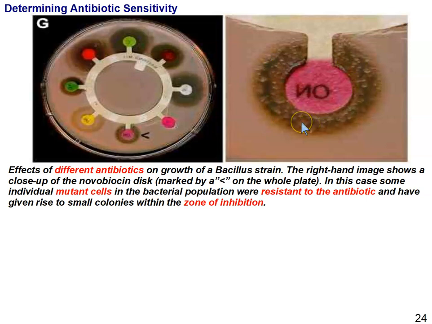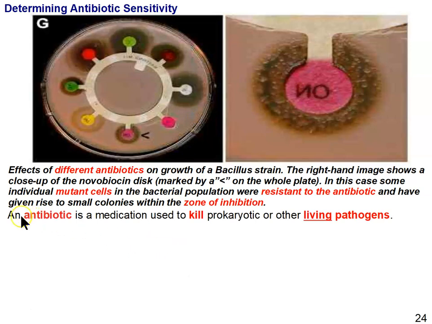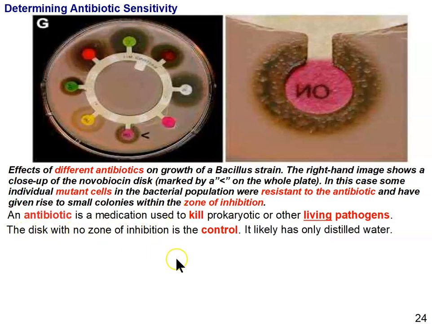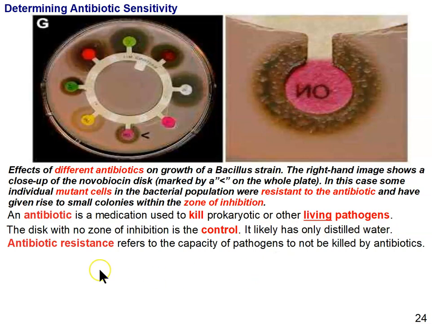So the bigger the zone of inhibition, the better the antibiotic works against that bacteria. The less resistant the bacteria is to that antibiotic, or you can also say the more sensitive that bacteria is to that antibiotic. So an antibiotic is a medication used to kill prokaryotes, living pathogens. That's why it doesn't work against viruses, because viruses are not living. You can't kill something that's not alive. So we only have vaccines against viruses. The disc with no zone of inhibition is the control, likely with distilled water.